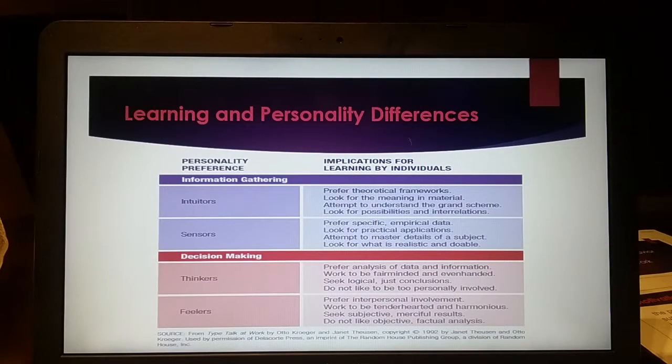Okay. So there's also this whole idea that there's learning and personality differences. They talk about that in the book a little bit, and this idea that we talked about, I think it's in chapter 2 or chapter 3, I can't remember which. We talked about personality, the big 5 personality traits, and the Myers-Briggs and that kind of thing. People are going to respond to things based on their personality, not everyone responds in the same way. And so there's the intuitors and the sensors. That's how they gather information. The decision makers, the thinkers, the feelers.